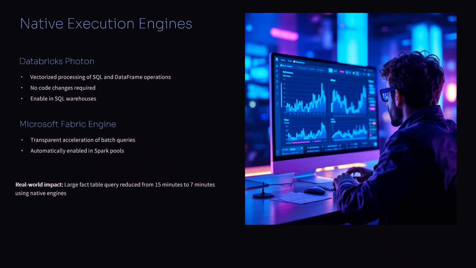For instance, a large fact table query that originally takes around 15 minutes could be cut down to 7 minutes just by enabling Photon. Similarly, Microsoft Fabric's native execution engine transparently accelerates batch Spark queries running in its Spark pools. This means that your Spark workloads in Fabric automatically benefit from the performance boost without any additional configuration. The key action is to ensure Photon is enabled in your Databricks SQL warehouses or that your jobs run within Fabric Spark pools, so you can take advantage of these native runtime enhancements.